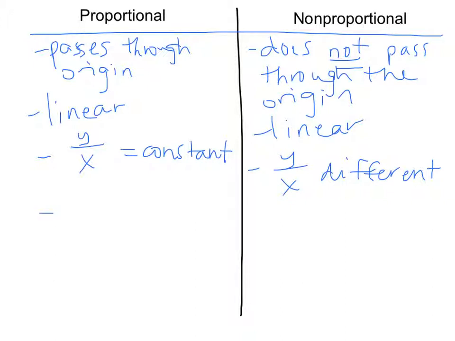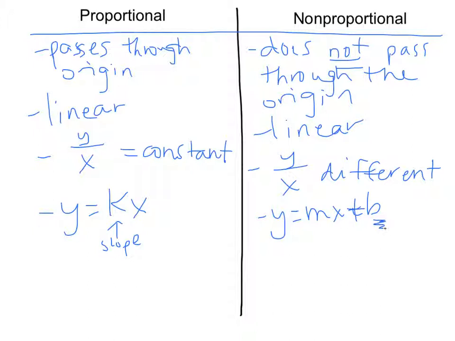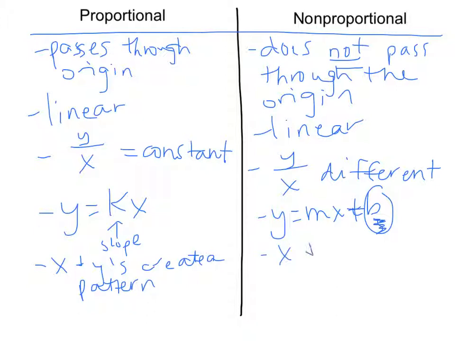Our proportional relationship is in that form of y equals kx. K is the slope, it's a constant number. And over here, it's y equals mx plus b. So the big difference is that it has this number here, which is actually our y-intercept. In both of these types of equations, the x and y's create a pattern. So in proportional and non-proportional, our x and y's create a pattern.